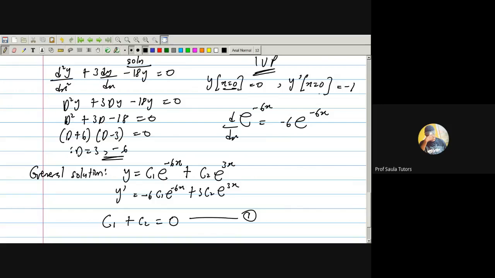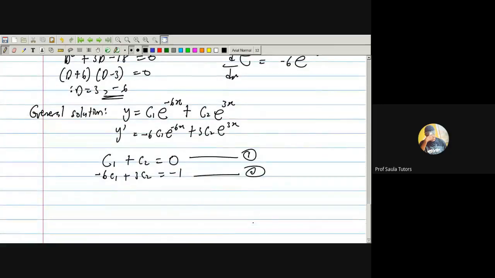Also, next, at x equal to 0, this one is y prime. You are going to substitute it here. Don't mistakenly substitute it into the second place, okay? At x equals 0, put x equal to 0 here. We have minus 6c1 plus 3c2 equal to my y prime, which is minus 1. This is equation 2.